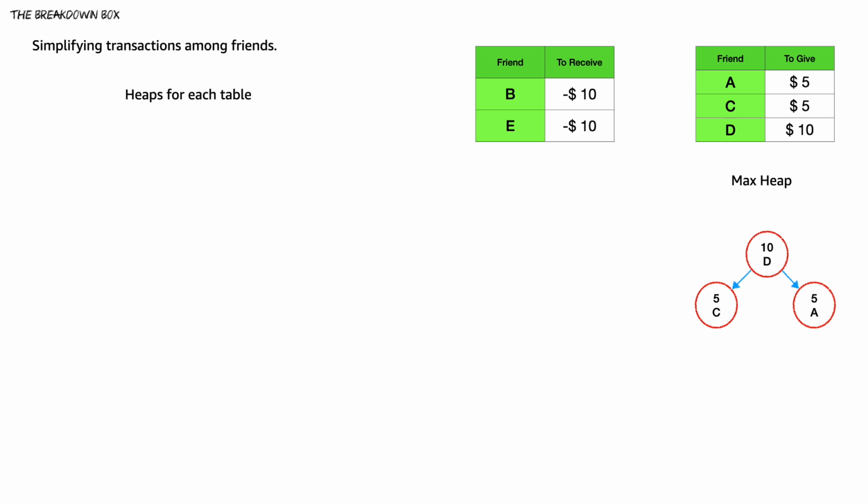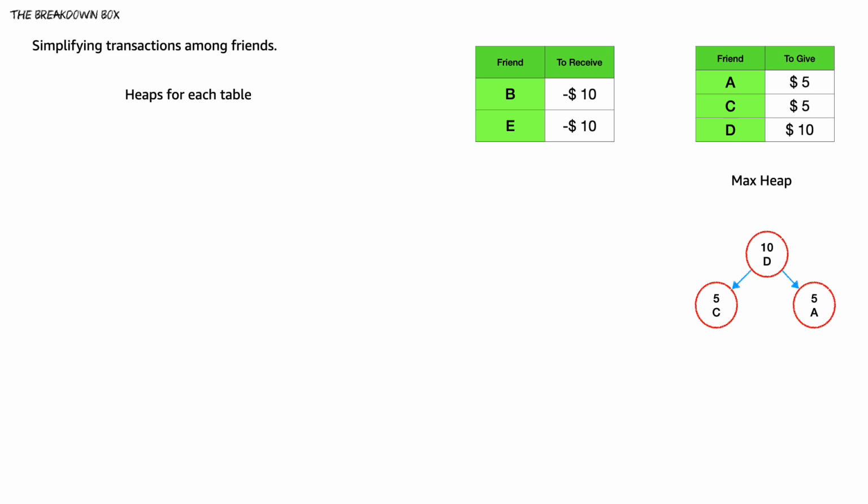For the table of friends who have to give money, we will create a max heap. This is because we want to prioritize collecting money from those who owe the most first. By using a max heap, we can easily access the highest amount owed and collect that debt before moving on to the next. This ensures that the friend who owes the most pays back promptly, minimizing the number of transactions.